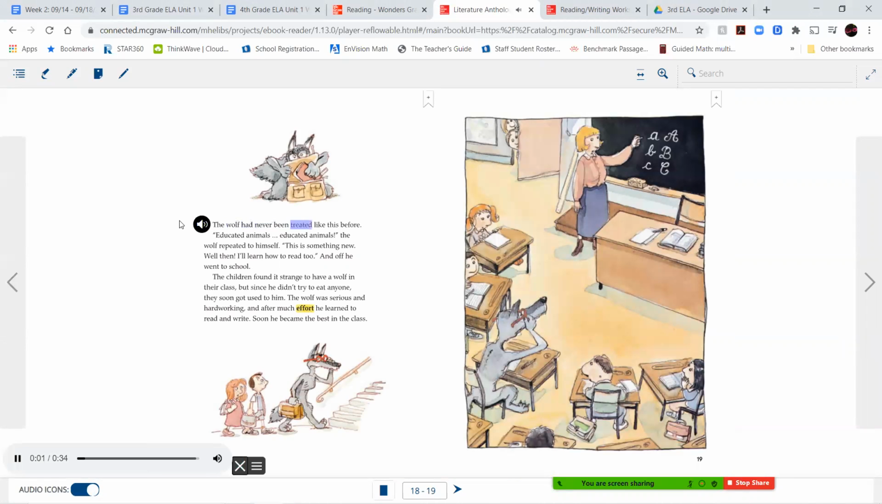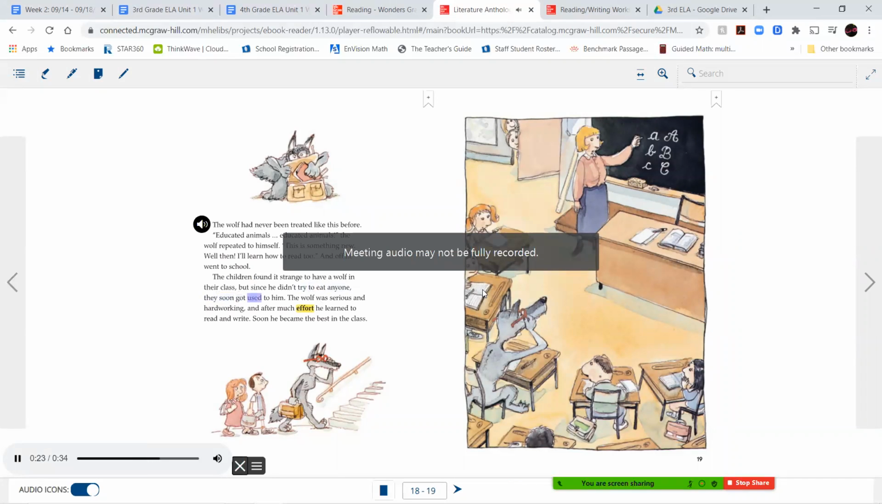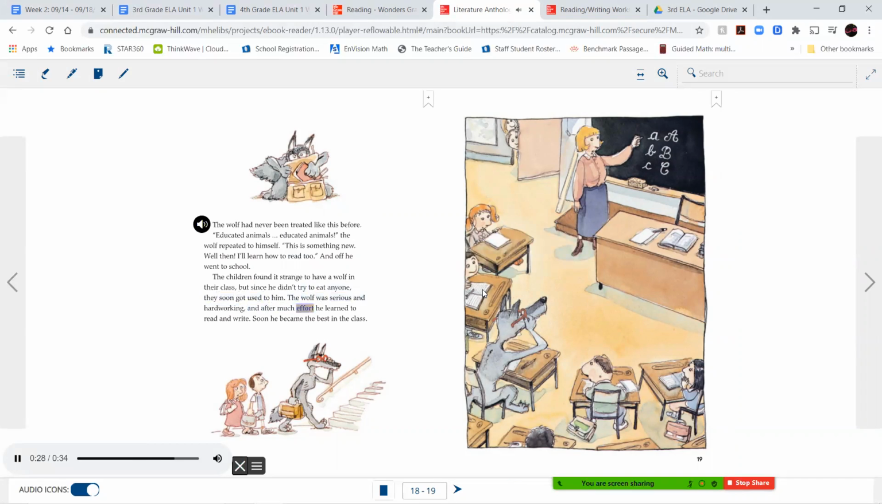The wolf had never been treated like this before. "Educated animals! Educated animals!" the wolf repeated to himself. "This is something new. Well then, I'll learn how to read too." And off he went to school. The children found it strange to have a wolf in their class, but since he didn't try to eat anyone, they soon got used to him. The wolf was serious and hard-working, and after much effort, he learned to read and write. Soon he became the best in the class.